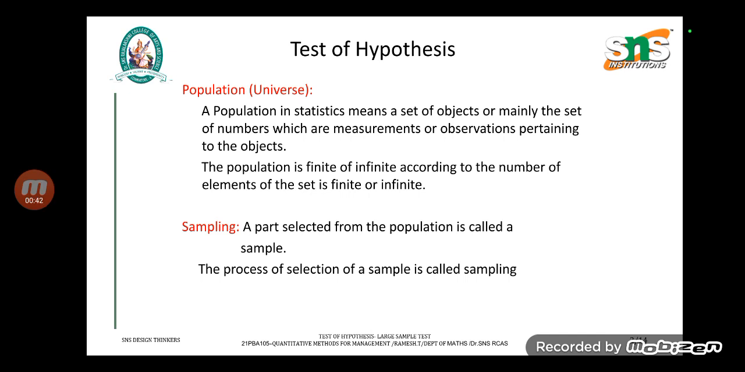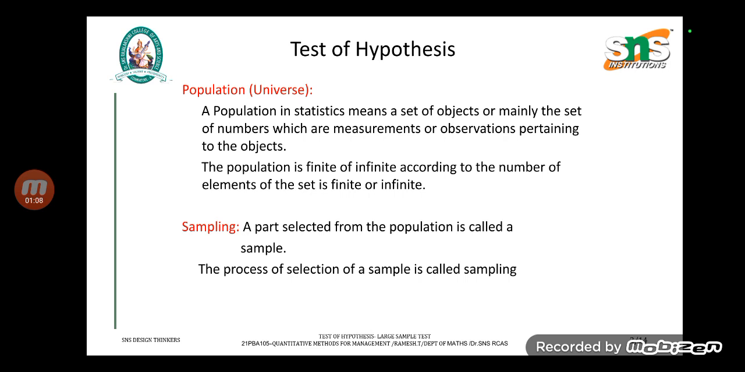First of all, what is population? Population in statistics means a large number of data. The population is finite or infinite according to whether the number of elements in the set is finite or infinite. A set has a finite number of elements or an infinite number of elements. The large number of elements is called the population.